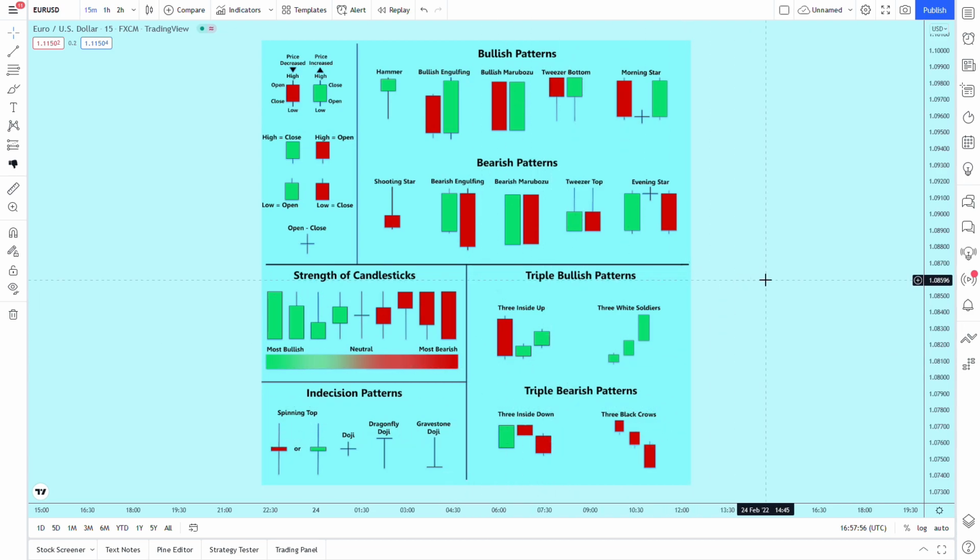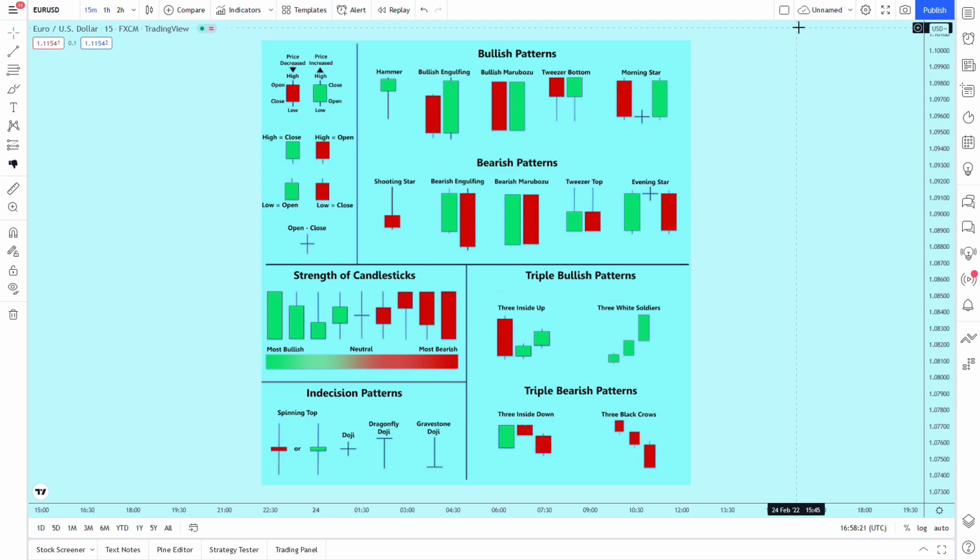So do you need to remember all these names? Absolutely not. You should focus on the meaning behind these candlestick patterns, not the names. Names are very interesting. I'm sure that you will remember some of them, but there is no need to learn every single pattern and the name. It just doesn't really matter, okay?